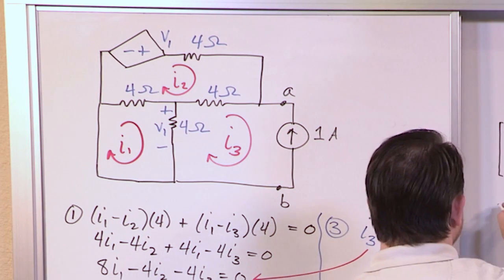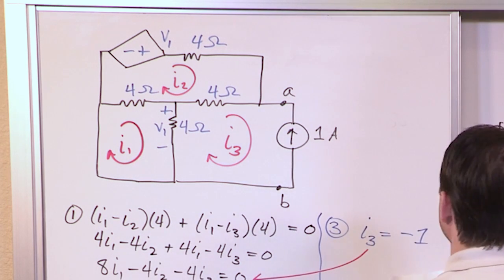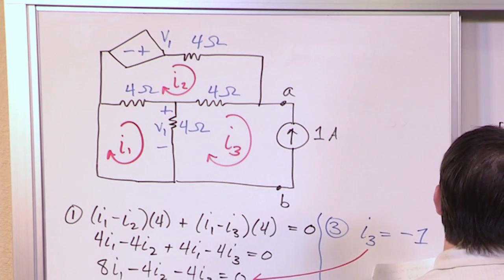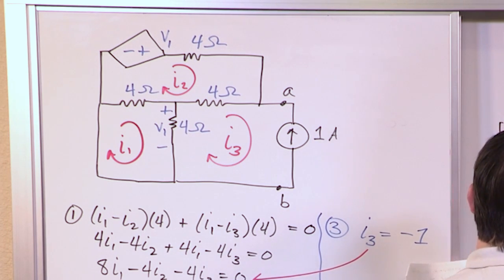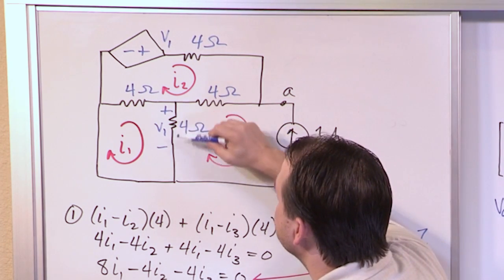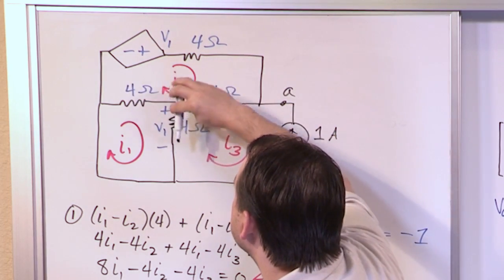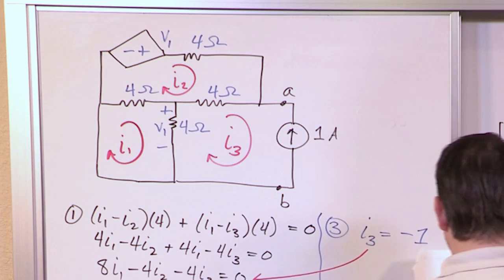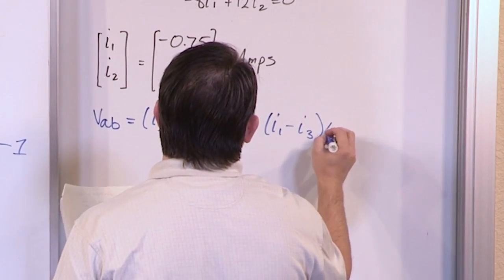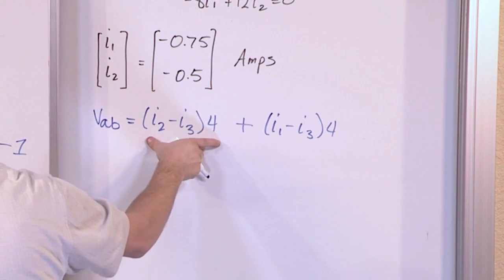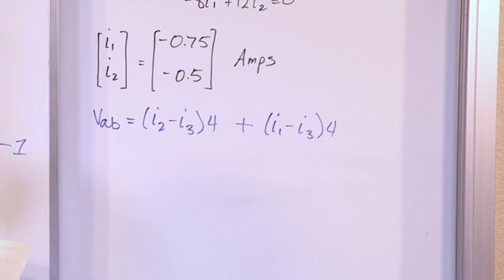So what we're going to have is VAB, which is what we're trying to calculate, is the voltage across that first 4 ohm resistor. So it's I2 minus I3 times 4 plus, again, the voltage across this one. In this case, since I1 is the guy coming down, it's going to be I1 minus I3. So it's going to be I1 minus I3 times 4. This is the voltage across the first 4 ohm resistor. This is the voltage across the second 4 ohm resistor.